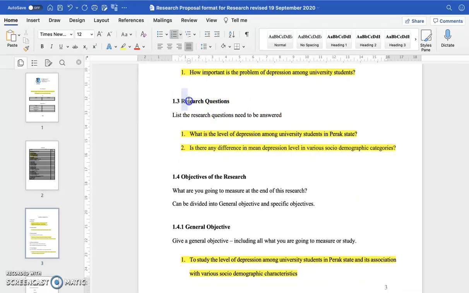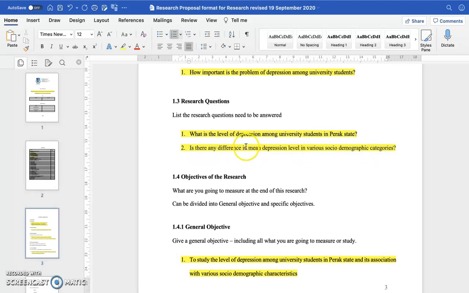Research question means what you are going to answer. After the research, you are getting answers to these research questions. So in this case, what is the research question? What is the level of depression among university students in Perak State? Then the second part of the research question: is there any difference in mean depression level in various socio-demographic categories?